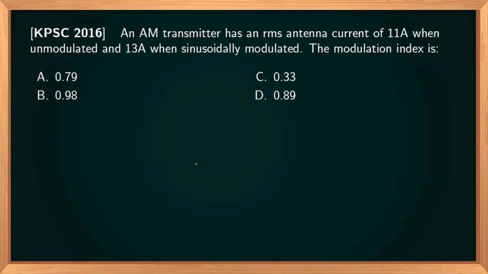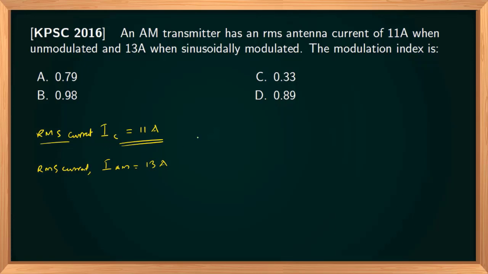Here we have a question in AM system. An AM transmitter has an RMS antenna current of 11 ampere when unmodulated. So RMS current when unmodulated corresponds to IC equal to 11 ampere. This is the carrier current, RMS carrier current. And 13 ampere when sinusoidally modulated, IAM, modulated RMS current. Modulated RMS current is IAM equal to 13 ampere.